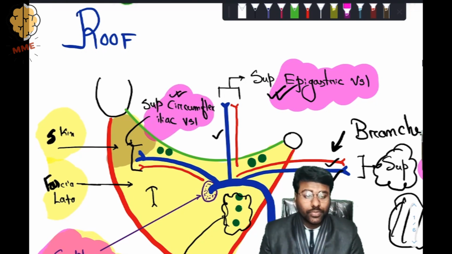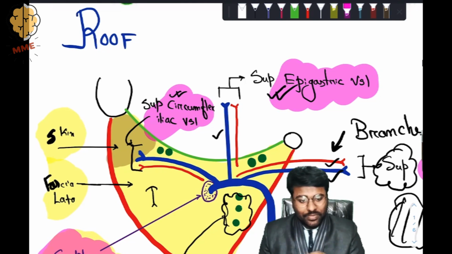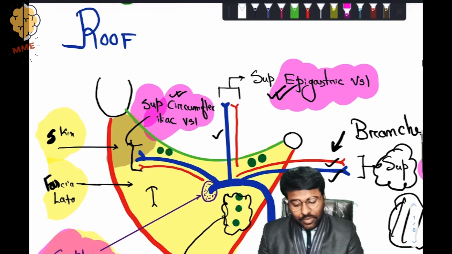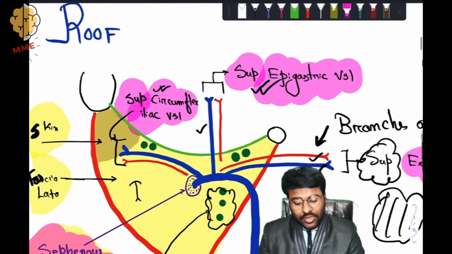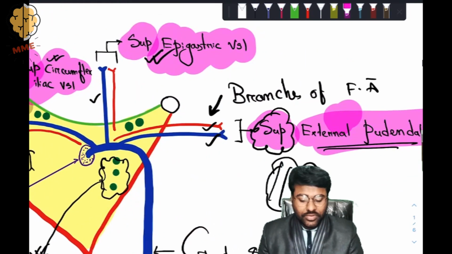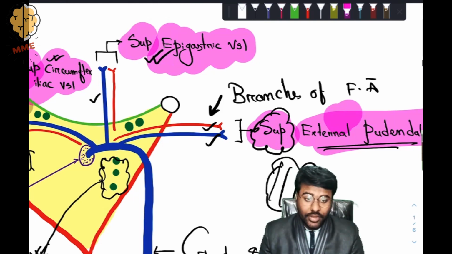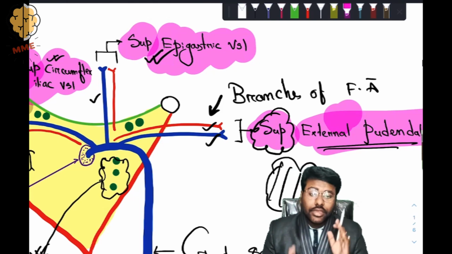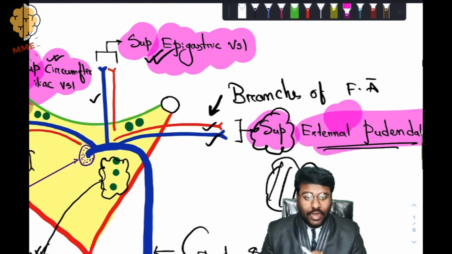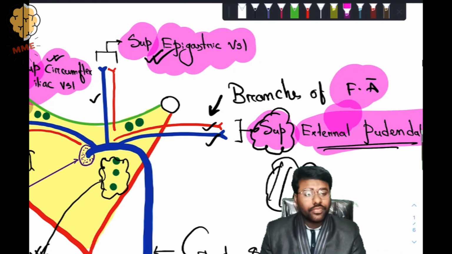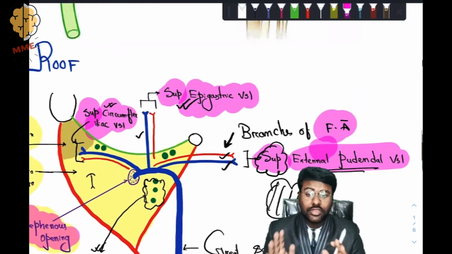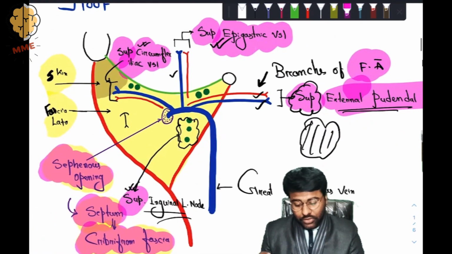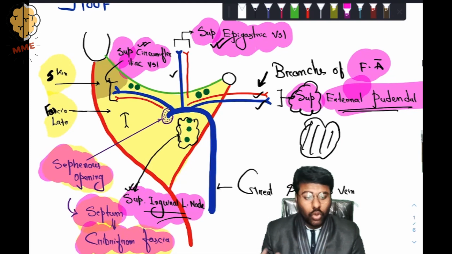So please attach the term superficial in front of everything: superficial circumflex iliac artery, superficial epigastric artery, superficial external pudendal artery. Why am I saying artery? Because there is an artery following the veins, and these arteries are the branches of the femoral artery. So these things are present in the roof, and the superficial inguinal lymph nodes are also present in the roof of the femoral triangle.